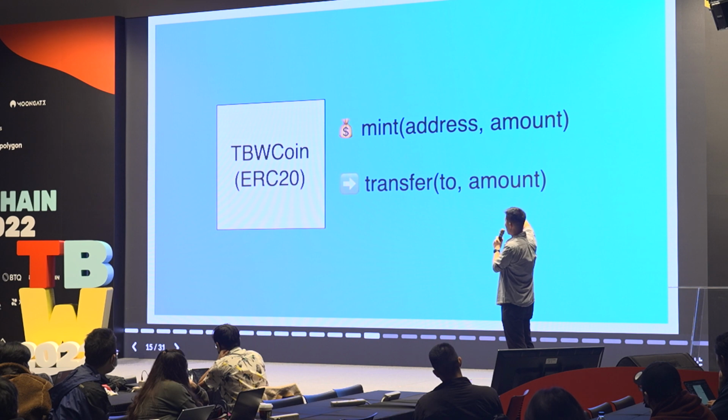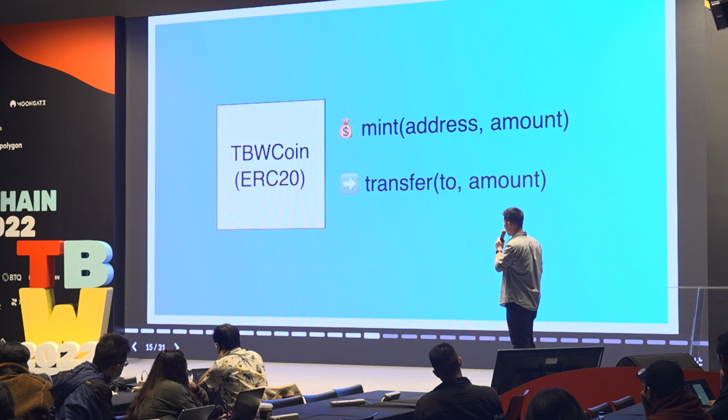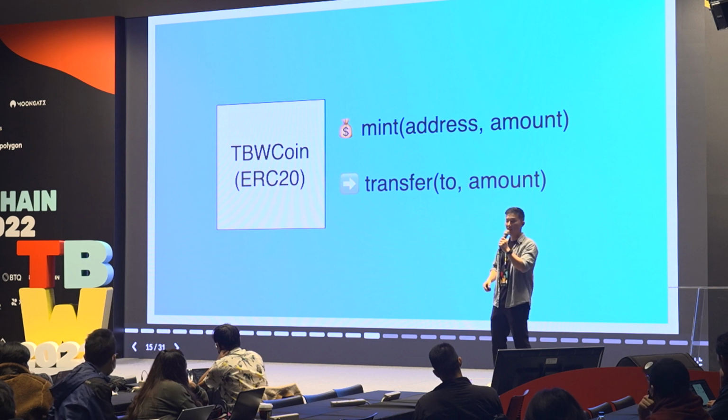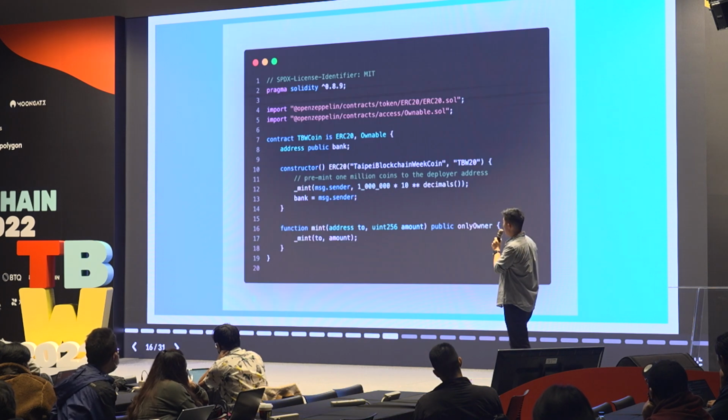And the main functions that I want to call out that the staker contract will need are the mint function, and that just prints new money, essentially. And then the transfer function, which allows you to then transfer from a certain bank wallet to reward your users. So that's the Taipei Blockchain Week coin.